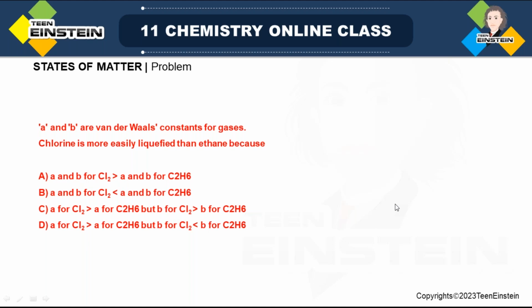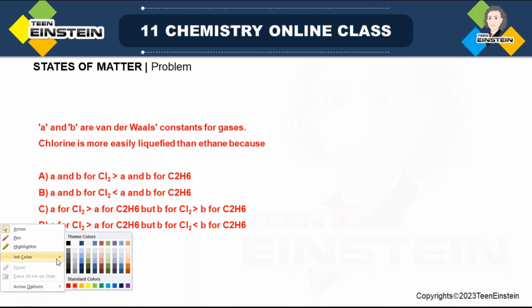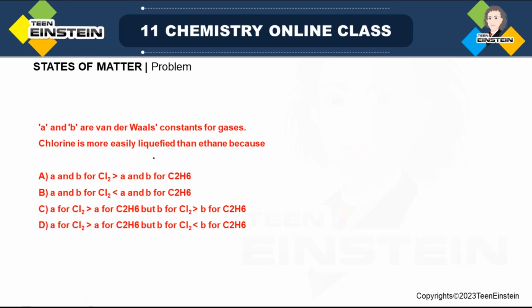So A and B, these two are basically Van der Waals constants. And from this we have to understand which gas will be more easily liquefiable. So the question is saying that A and B, these two are Van der Waals constants, that you already know. But from these two values, how is it related to how easily the gas can be liquefied? That relationship we have to understand.